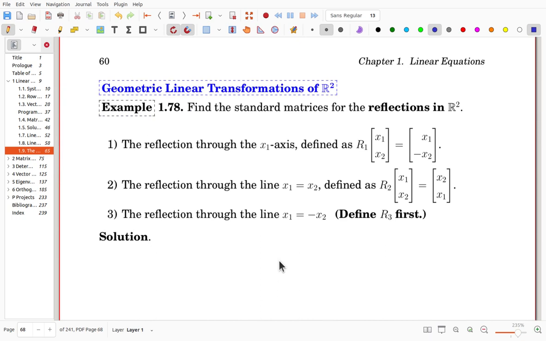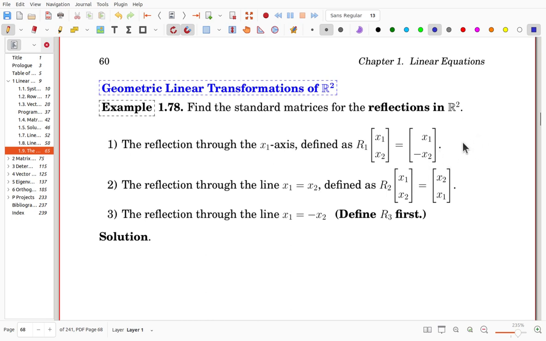Geometric linear transformations of R2. Find the standard matrices for the reflections in R2. Okay. The reflection through the x1 axis, the horizontal axis, defined here as R1, is the transformation of (x1, x2). Now, reflection through the horizontal axis means the second component will be changed to its negative.